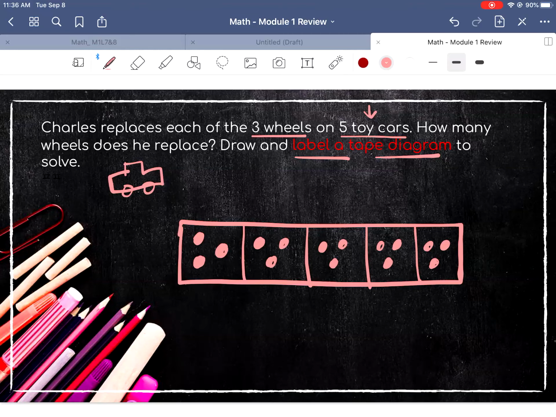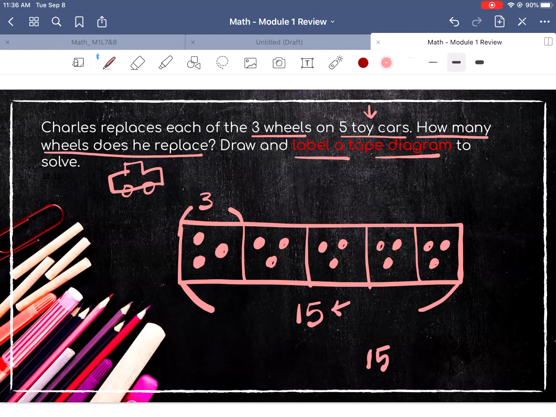Okay, now I need to label the tape diagram. How many wheels did he replace on each toy car? 3. Then what is the total number of wheels that he replaced? 3 times 5, which is 15. So let's go back to the question. The question is asking how many wheels does he replace? So I need to come back to this number and say 15 wheels.